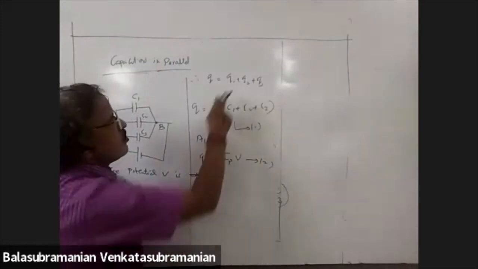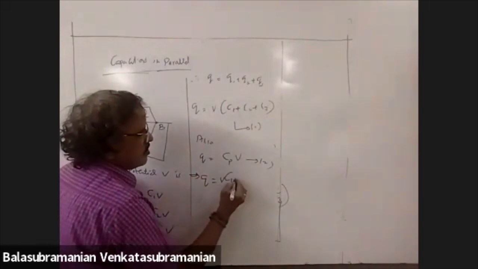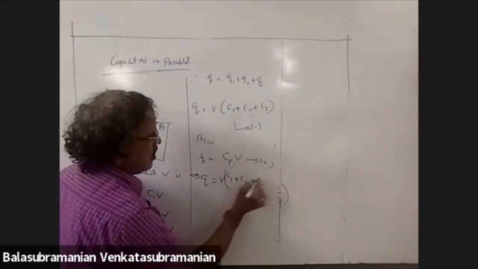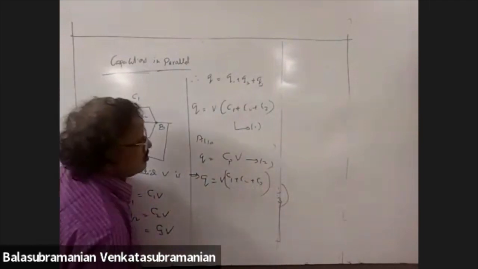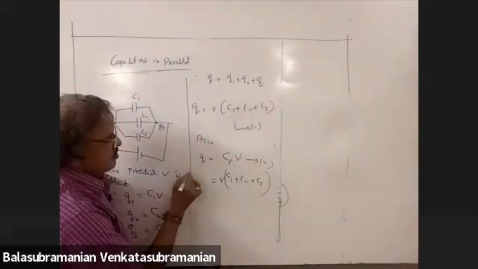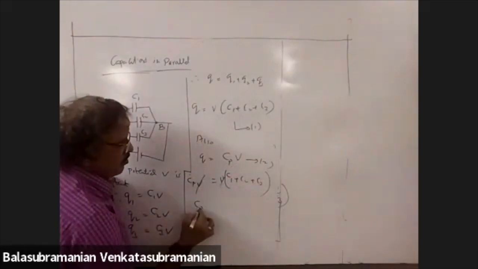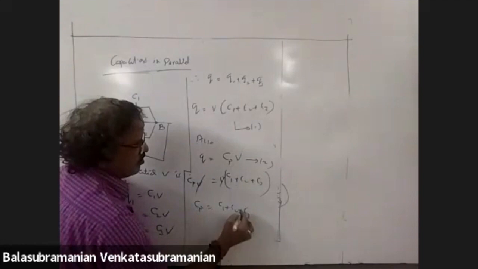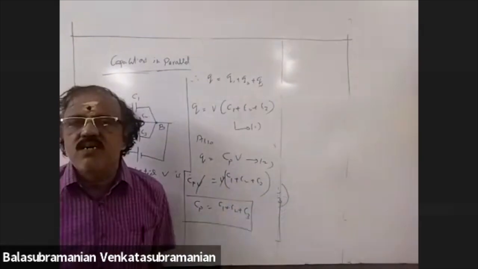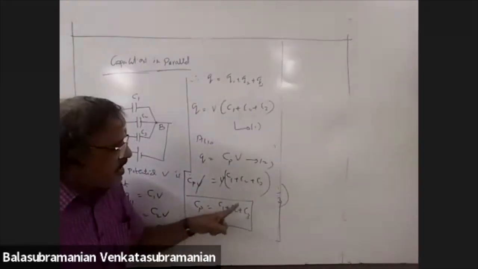So Q is equal to Q1 plus Q2 plus Q3, which is C1V plus C2V plus C3V. Another formula: Cp into V. Therefore Cp is equal to C1 plus C2 plus C3. So the resultant capacitance when they are connected in parallel is the sum of the individual capacitances.